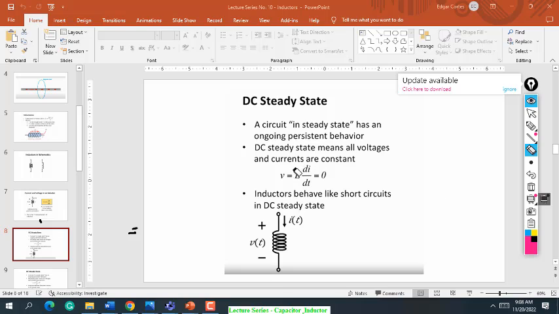So in a DC state, it behaves like a short circuit. So unsa man itong short circuit? It's just simply a wire, no? Connected in. So for example, just simply a wire. We assume that wire with no resistance, so that is short circuit, okay?